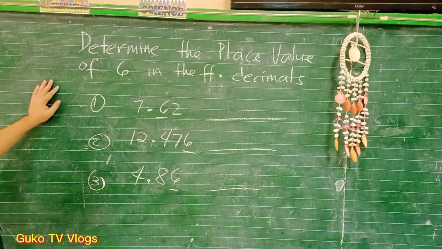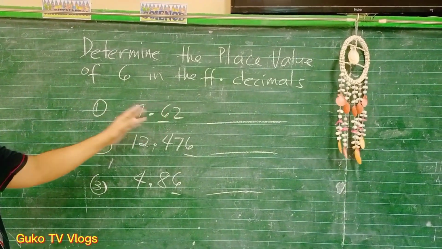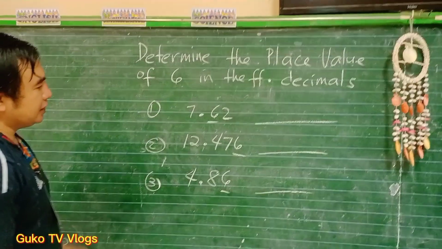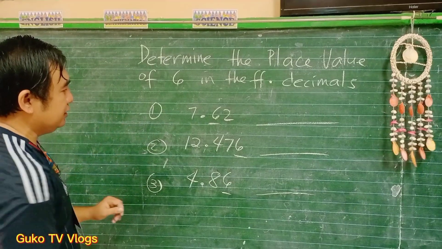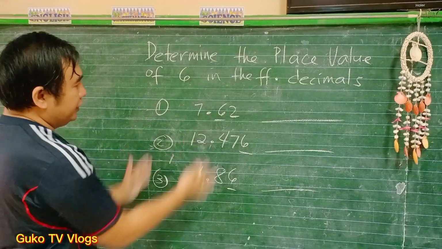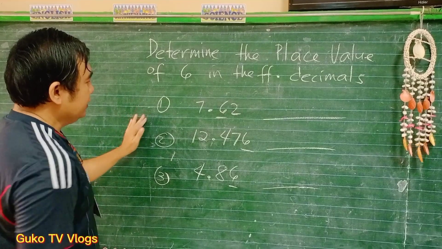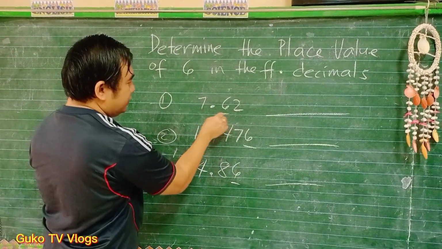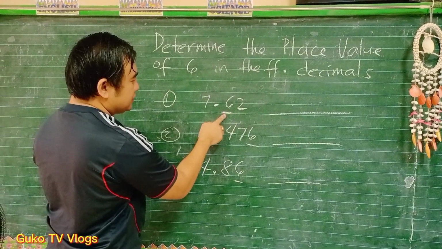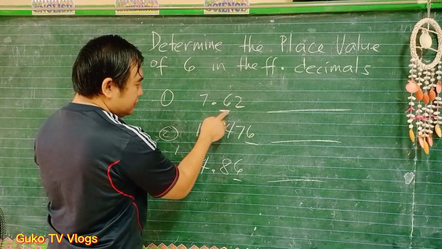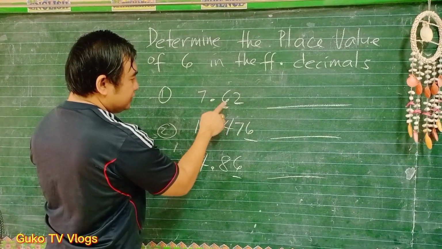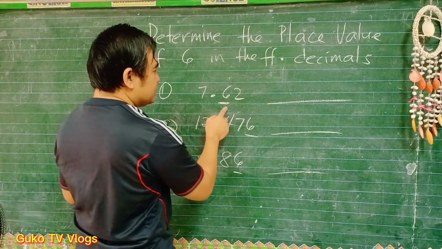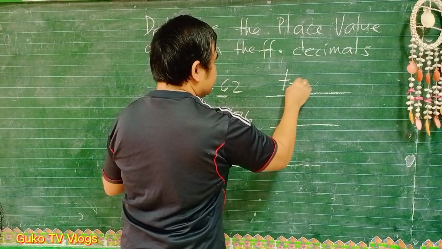Now we have here how to determine the place value of 6 in the following decimals. As you can see in the instruction, we have to determine the value of 6 in these following decimals. Example number 1, this is 7 and 62 hundredths. So again, we have to determine the value of 6. Here, 6 is in the tenths place.